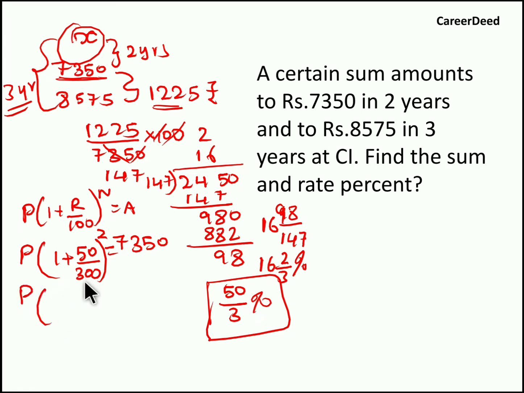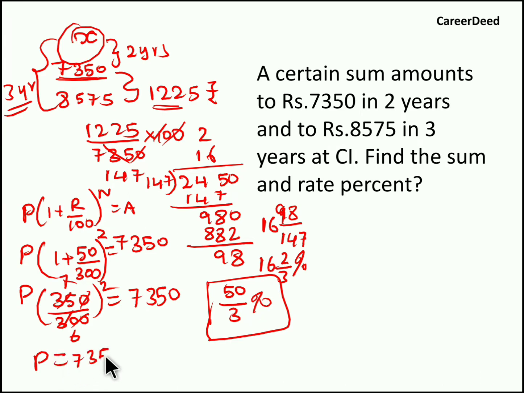So P into 350 by 300 equal to 7350, to the power 2. When you cancel, you get 7 and 6. So P into 7 by 6 into 7 by 6. When you reciprocate here, you will get 6 by 7 and 6 by 7.